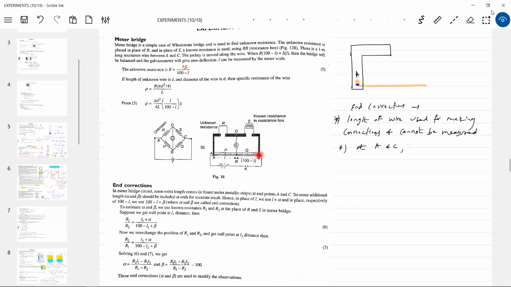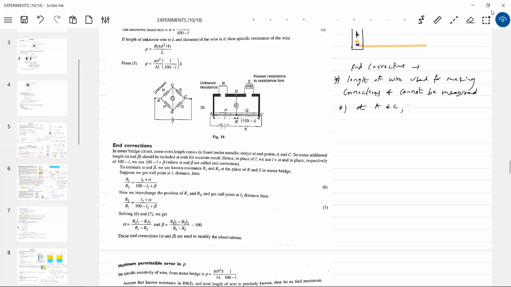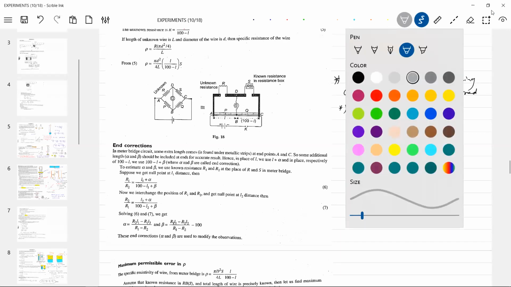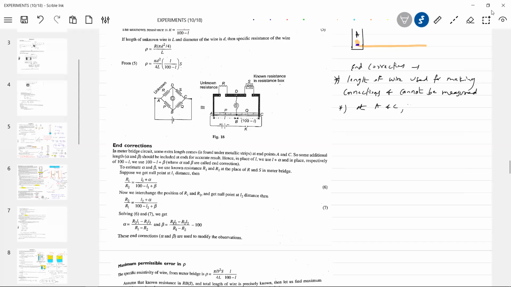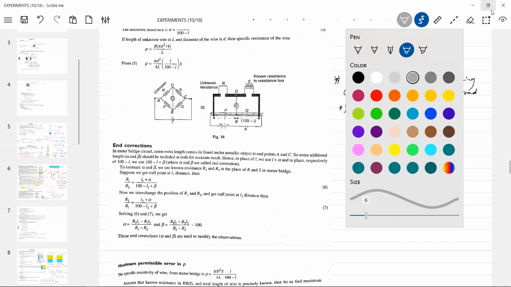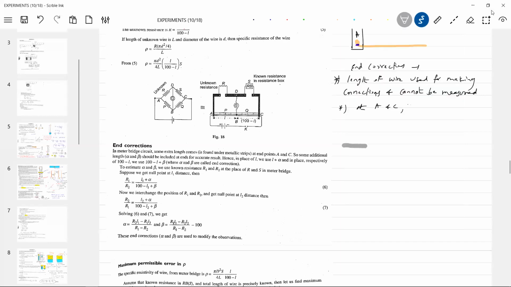So what is the end correction? So I can find out end correction by that one. So what is the diagram? The diagram will be, let me give. Diagrams are missing for end corrections also. Let me supply the diagram. This is a wire.